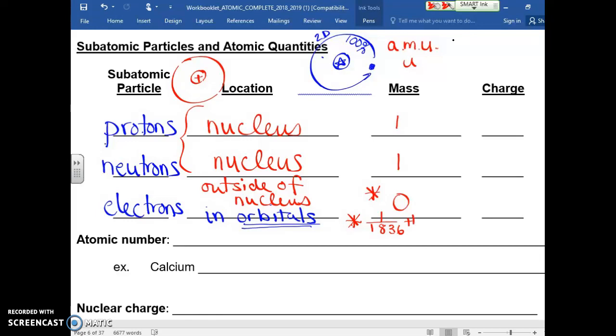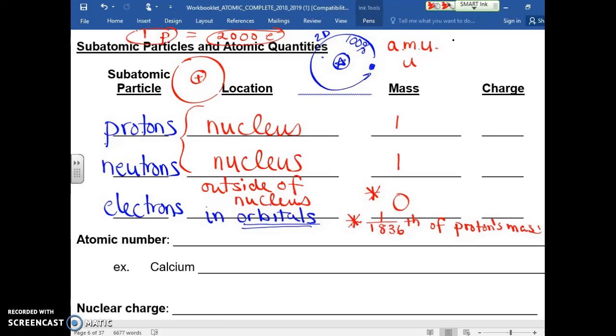How small? 1/1836th, hard to say, of the mass of a proton. Meaning, if you wanted to get the equivalent mass of electrons for one proton, you would need approximately 2,000 electrons in mass to equal the mass of one proton. Well, actually, the mass of 2,000 electrons would be slightly greater than the mass of one proton.